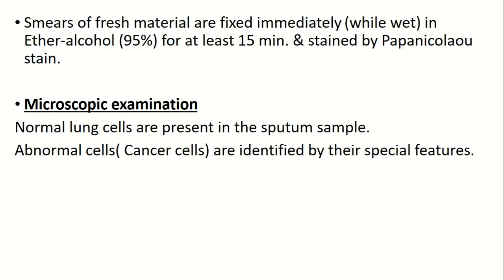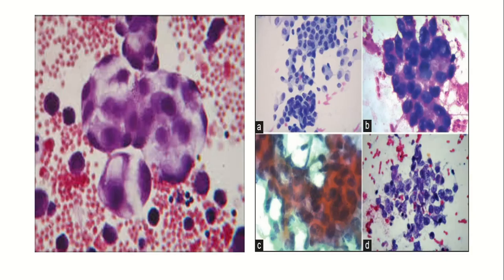Smears are fixed with ether alcohol, that is 95% ether alcohol, for at least 15 minutes, and then stained with the Pap stain, that is the Papanicolaou stain. Normal lung cells are present in small numbers in the sputum sample microscopically, but whenever you find cancer cells, it is diagnostic. So you can find such kinds of abnormal cells.